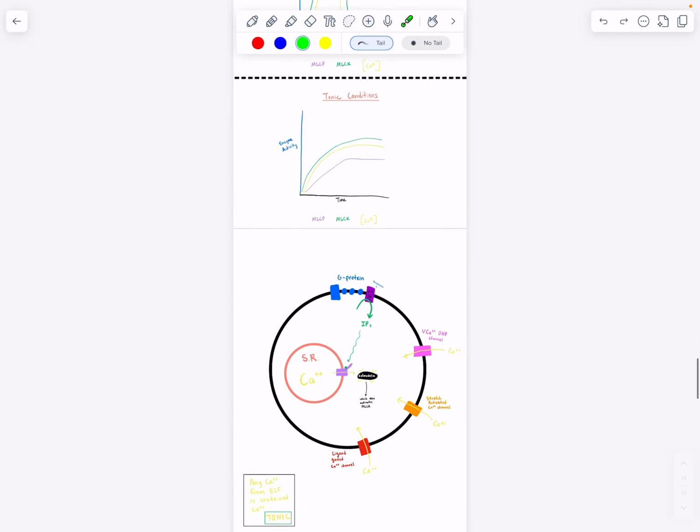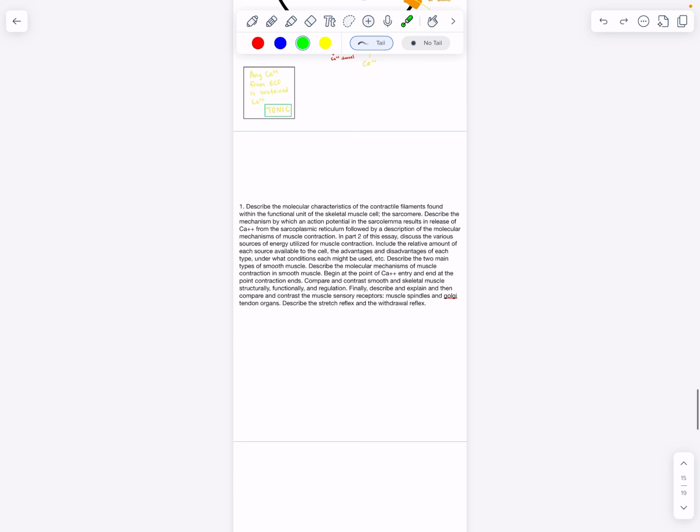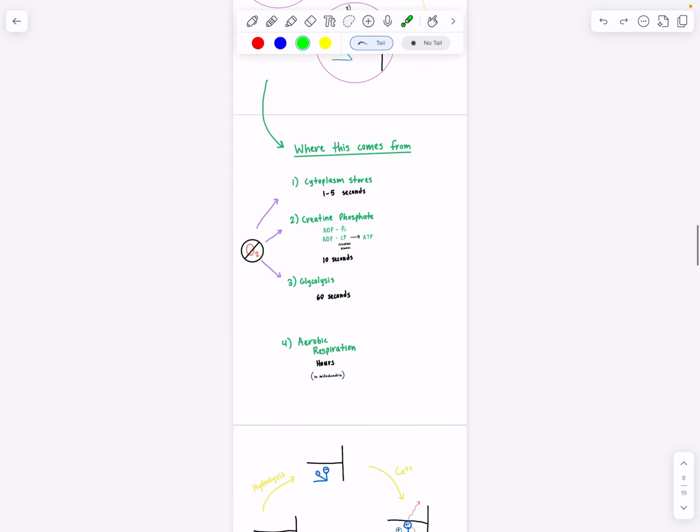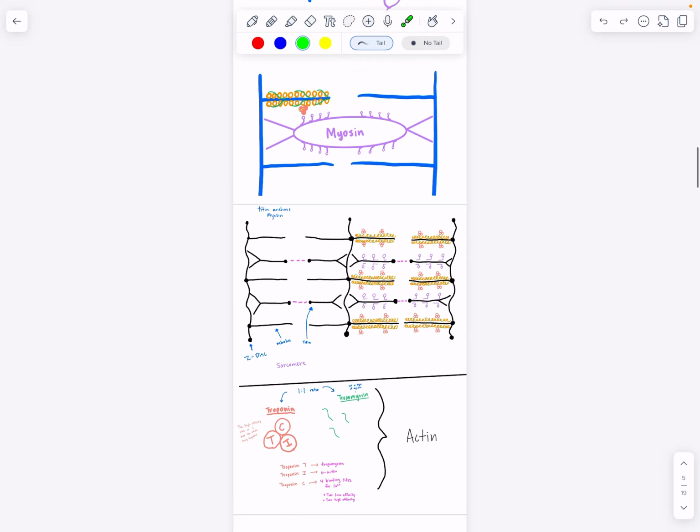Okay, perfect. So we will start with what is first. So we'll go describe the molecular characteristics of the contractile filaments found within the functional unit of the skeletal muscle cell, the sarcomere. Okay, so we'll start with that right there. So we'll go up to some pictures real quick.